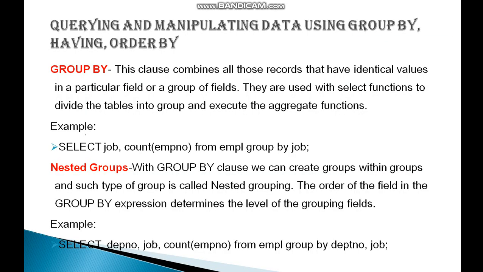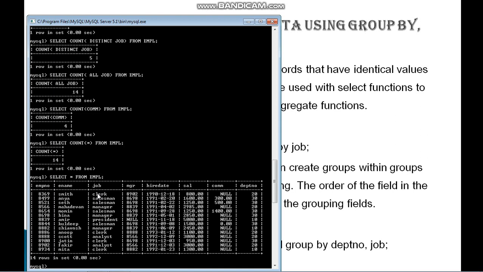The first clause we are discussing here is group by. This clause combines all those records that have identical values in a particular field or group of fields. If you see the job field here, certain jobs are similar. All the clerks will be grouped together, all the salesman jobs will be grouped together, all the manager jobs will be grouped together. So if you have similar records in a field, these similar records are grouped together, and from this group we use certain aggregate functions to get some data.